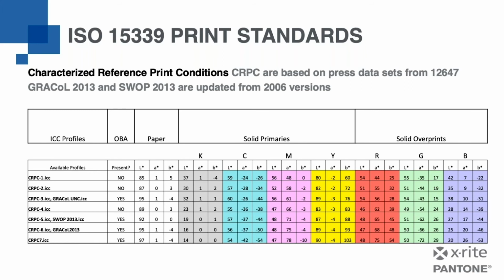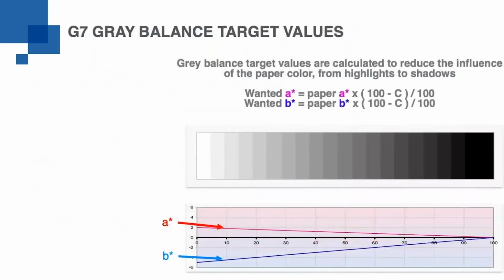If your substrate color is more than 3 delta E from the selected CRPC, then software is used to calculate substrate-corrected color aims. These are slightly adjusted CMYK and overprint target values that take into account the small changes that the paper would have on the ink. Gray balance target values are calculated to reduce the influence of the paper color from the highlights to the shadows.